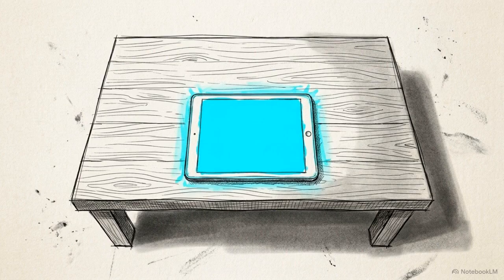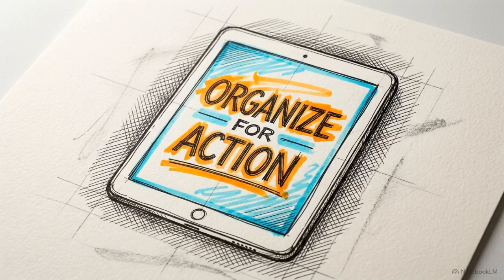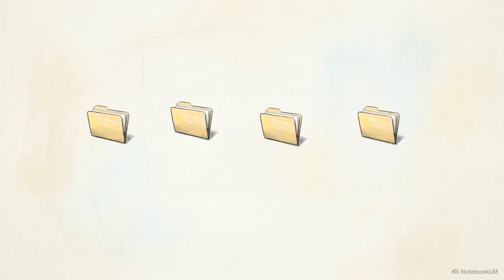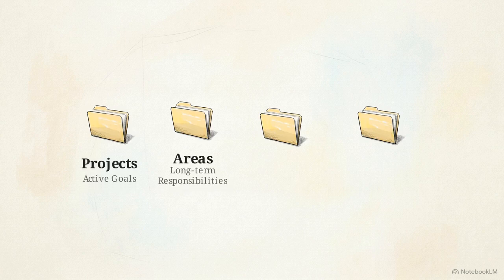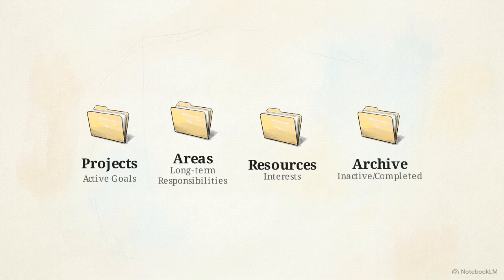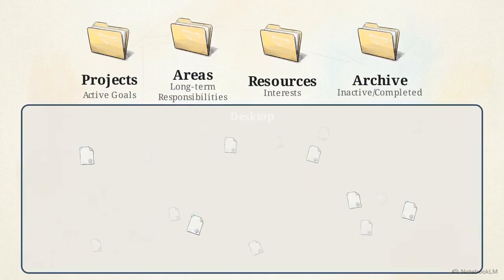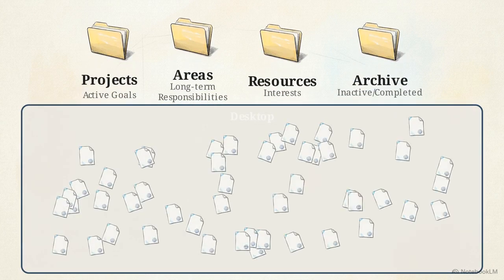Step 1 is setting up the physical architecture of your digital life. We do this using the PARA method. PARA organizes information by its level of actionability. This chart shows the 4 categories: projects for short-term efforts, areas for long-term responsibilities, resources for specific interests, and an archive for everything inactive. Sorting through years of old files is a common trap that leads to paralysis.